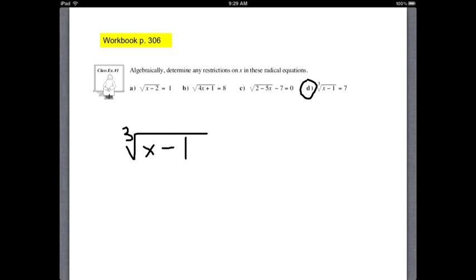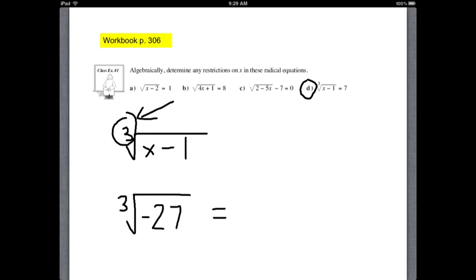For d, we have the cube root of x minus 1. Now, one thing to keep in mind is this is a cube root, and when we have cube roots, negative numbers underneath the radical sign are perfectly okay. So for example, if I give you negative 27, you would get an answer of negative 3. So in this case, there are no restrictions.